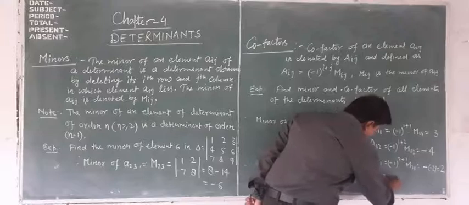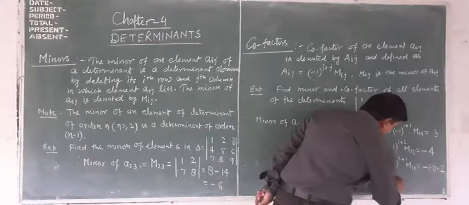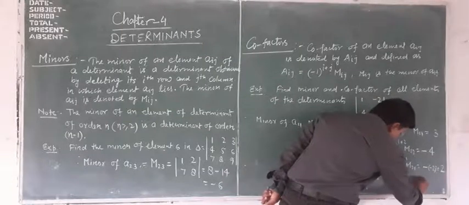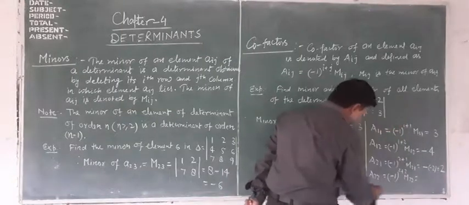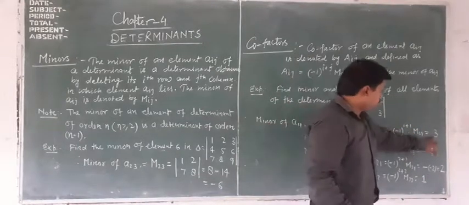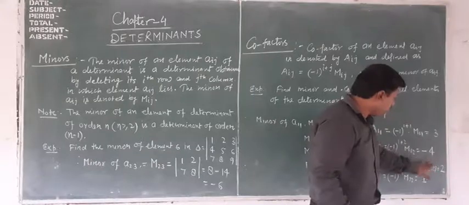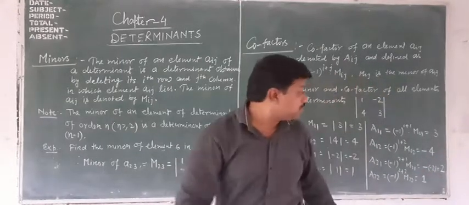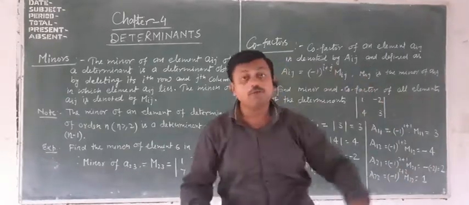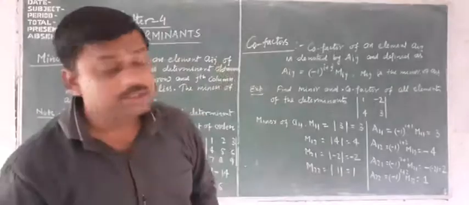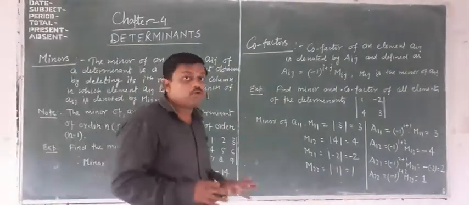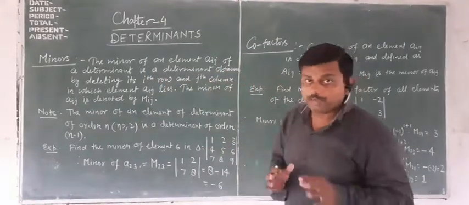A22 equal to minus 1 power 2 plus 2, M22, this is positive and the value of this M22 is also positive, so this is the cofactor. It means these are the minors and these are the cofactors of the same elements. So I think all of you are very comfortable finding the minors and cofactors of every element.